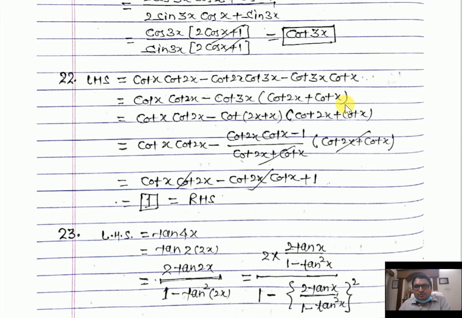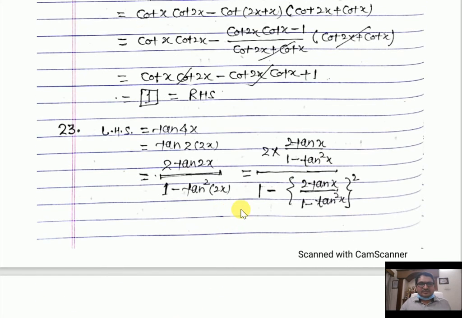Cot 2x plus cot x should get cancelled. So what I did, I have split 3x as 2x plus x, and now apply the formula cot(a plus b) equals cot a cot b minus 1 upon cot a plus cot b. So this part gets cancelled. Now in the numerator, minus multiplied with cot 2x cot x minus, and minus multiplied with minus will be plus 1. Again the first two parts get cancelled and 1 is the right hand side. This is the final answer.